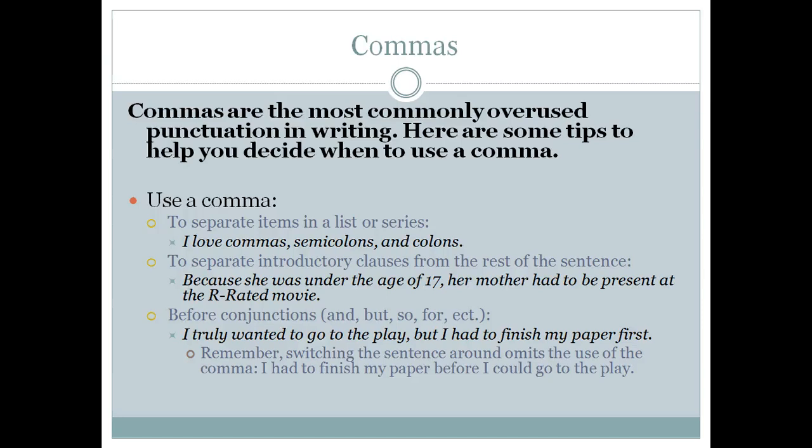The second tip is to separate introductory clauses from the rest of the sentence. If you start a sentence with because, there's usually going to be a comma in there somewhere. An introductory clause would be, because she was under the age of 18, and then you would follow that clause, after a comma, with, her mother had to be present at the R-rated movie. Also use a comma before conjunctions: and, but, so, for, etc. So, I truly wanted to go to the play, but I had to finish my paper first. Another thing you can do is reword a sentence to eliminate that comma. You could say, I had to finish my paper before I could go to the play, and that eliminates the comma altogether.